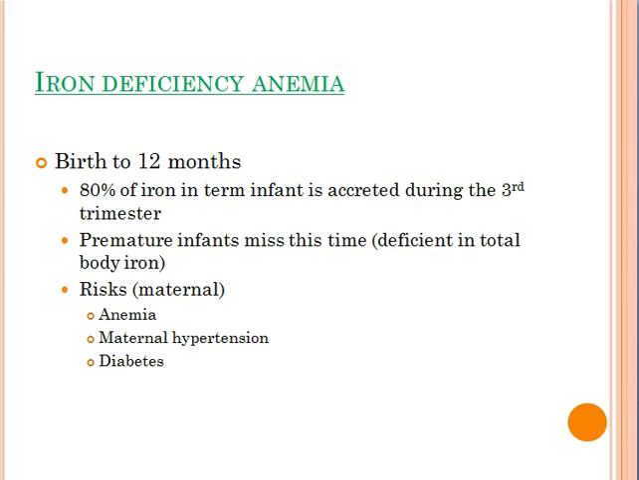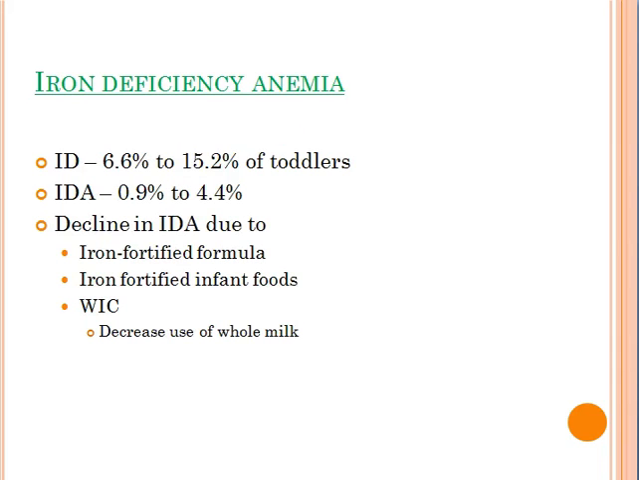From birth to 12 months, 80% of the iron in infants is accreted during the 3rd trimester. So therefore, those that are premature will have a deficiency in their total body iron. So that's something that plays a part. And you'll see many times those kids that graduate from the NICU will be on iron supplementation when they come into your practice. We see definitely a lower percentage of iron deficiency anemia, but we see a fair amount, and that makes sense in terms of iron deficiency.